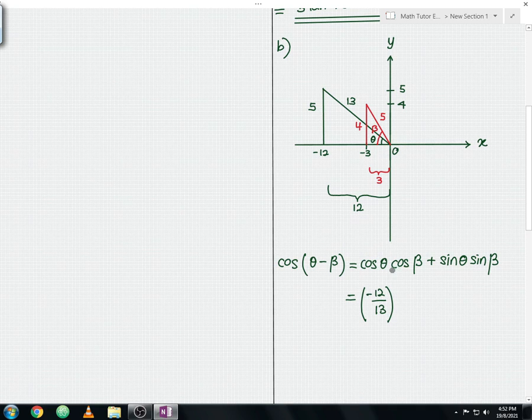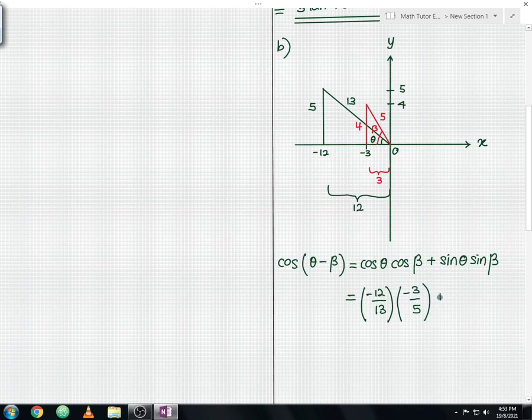Continue to find the cos beta now. For the cos beta, take a look at this red triangle. I use two colored triangles so that you can differentiate them more easily. Similar to the calculation for cos theta, cos beta is adjacent over hypotenuse. In this case, your adjacent length is negative 3 and your hypotenuse is positive 5, so it will be negative 3 over 5.